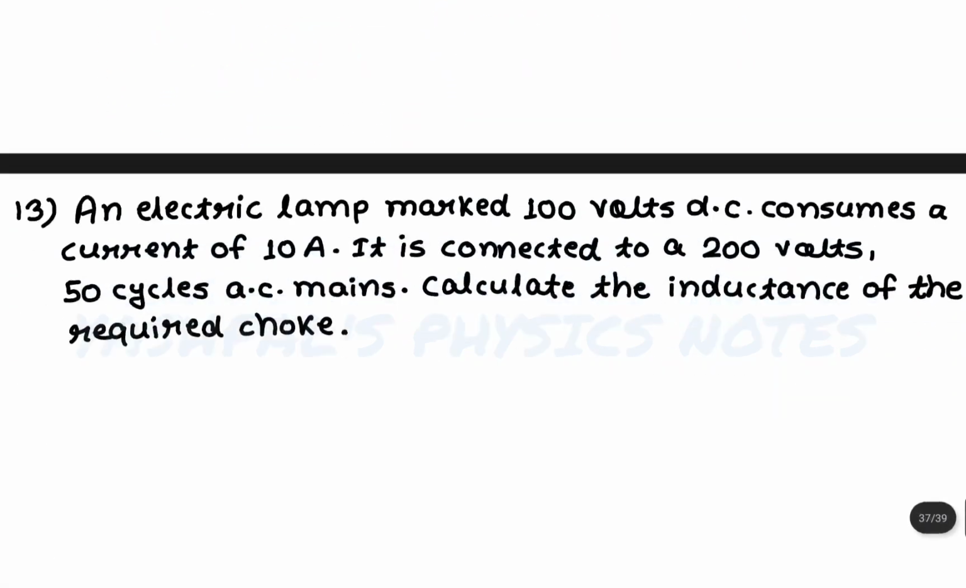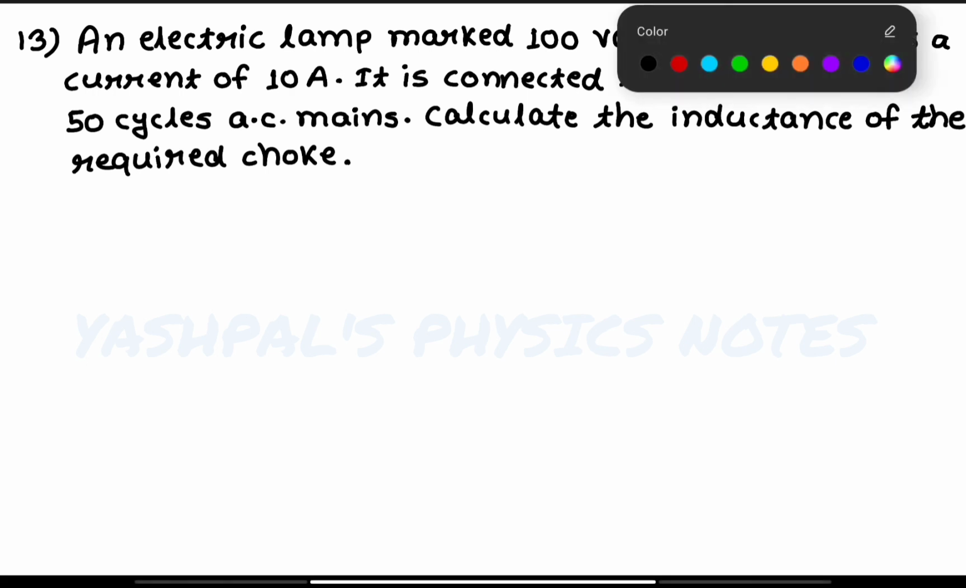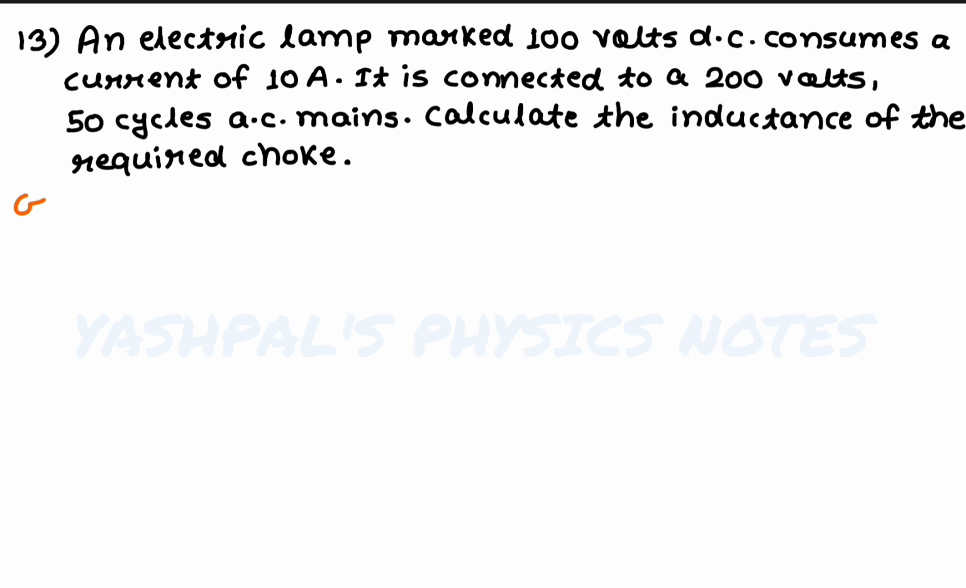Next question. An electric lamp marked 100 volts DC consumes a current of 10 ampere. It is connected to a 200 volts 50 cycles AC mains. Calculate the inductance of required choke. Here we are asked to find the inductance. So let's find out. First of all, write the given data.